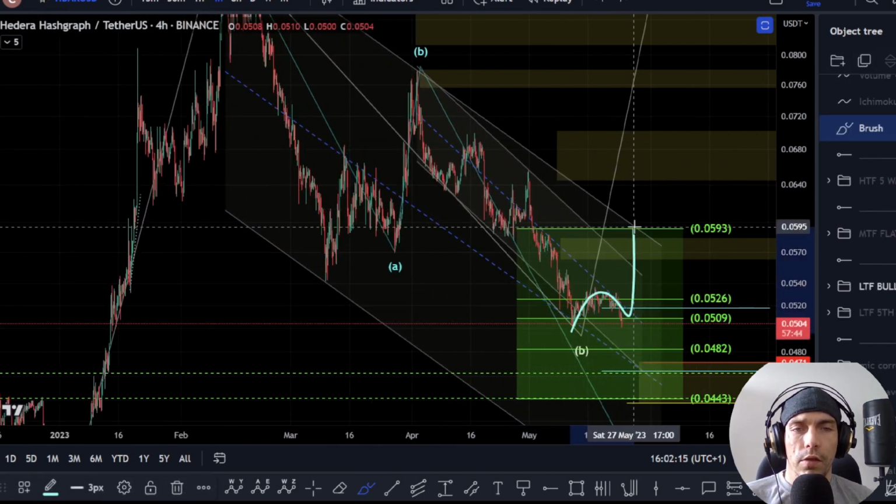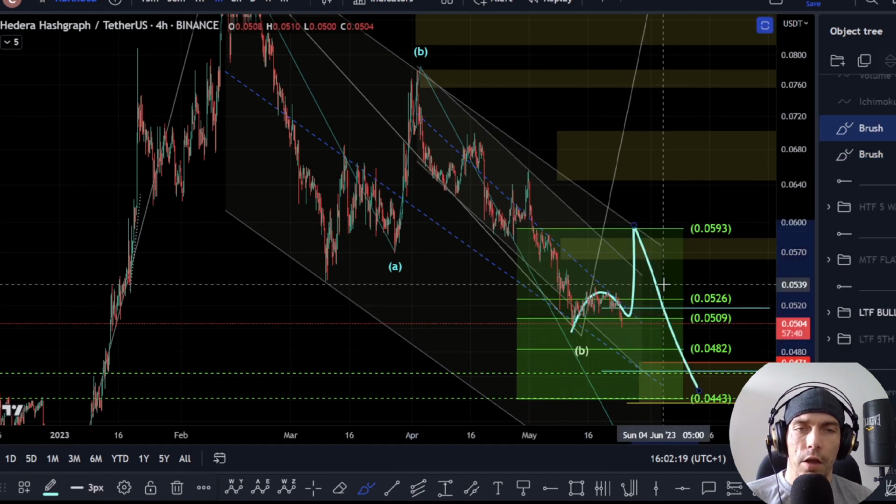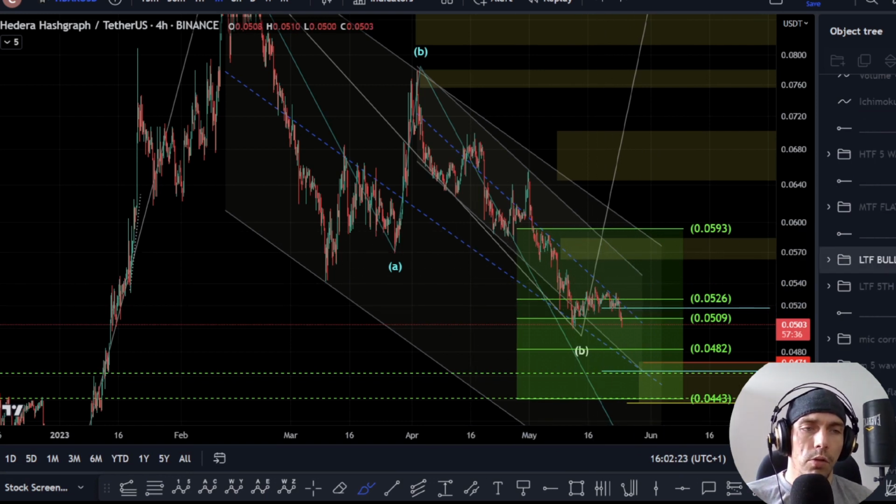Just moving into this high here could actually mean that we still have continuation to the downside and could actually look to continue to reject. So that's what we want to avoid.